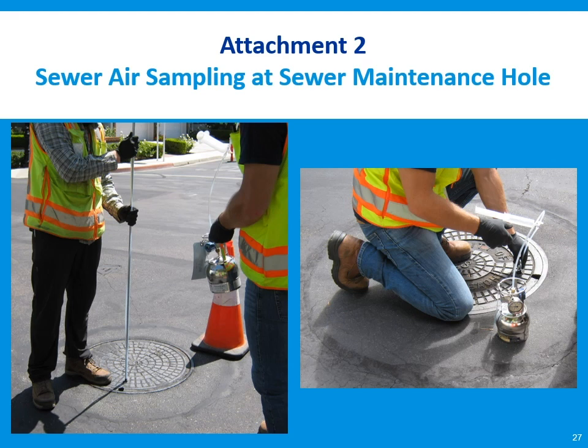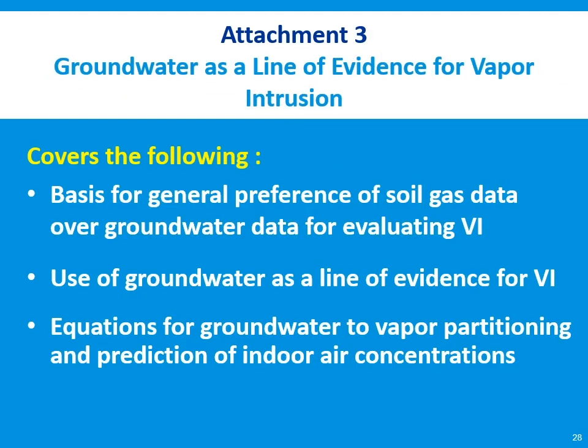The sampling of sewers is relatively simple. For street sampling, a metal rod and sampling tubing are needed. The tubing is secured to the metal rod and the metal rod is lowered down into the sewer through an opening in the maintenance cover. Ideally, samples should be collected a few feet above the liquid air interface in the sewer. The sampling tubing should be purged 3 times and the sample can be collected in either a SUMA canister or other appropriate container. Attachment 3 in the Supplemental Guidance addresses groundwater as a line of evidence in vapor intrusion evaluations.